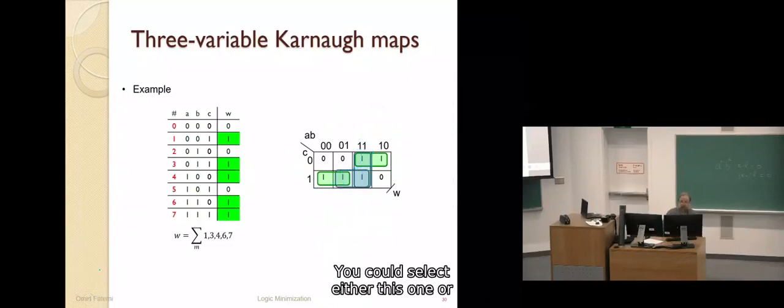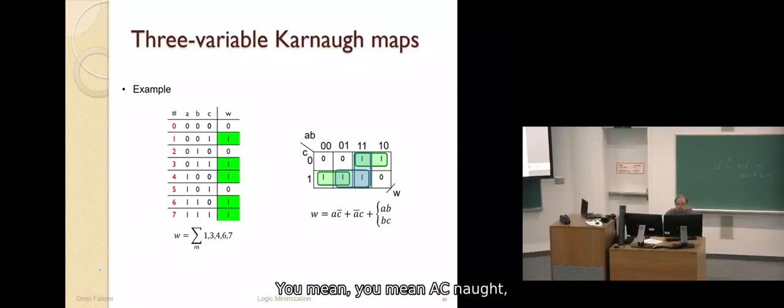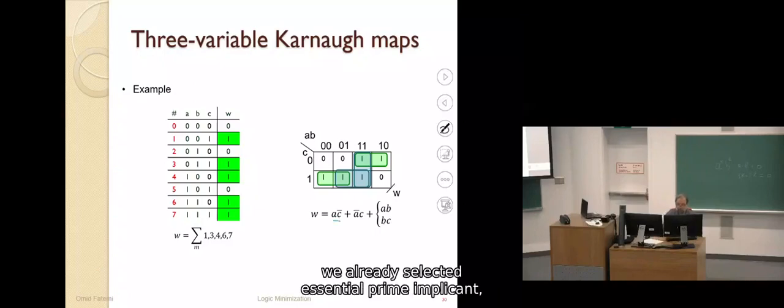So you could select either this one or that one, would be either AB or BC. Yes. Don't we just look at the parameters, like the ones on the outside that are not fully covered, to get the most minimized? You mean AC naught? We already selected essential prime implicants, which should be there for sure. You cannot ignore them. But when we selected this, we picked this. There was one which is not already covered by essential prime implicants. So we have to select another prime implicant which covers this.